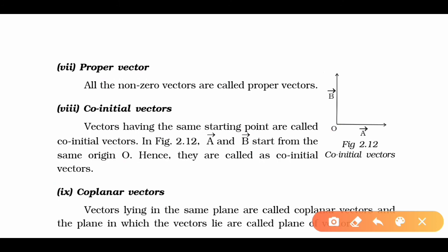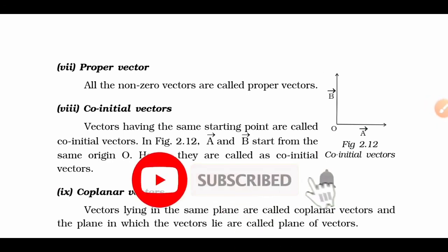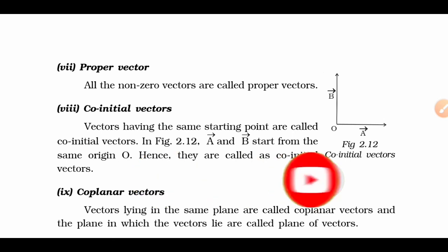Next, ninth, coplanar vectors. Vectors lying in the same plane are called coplanar vectors, and the plane in which the vectors lie is called the plane of vectors.